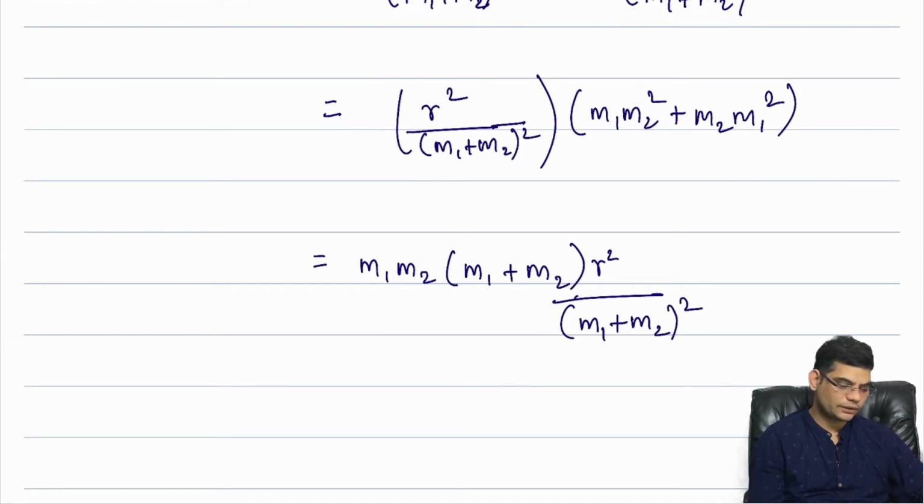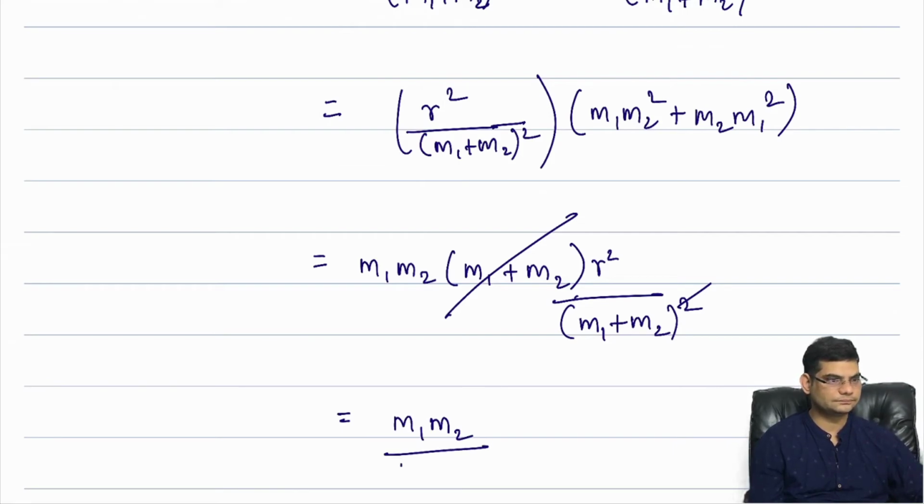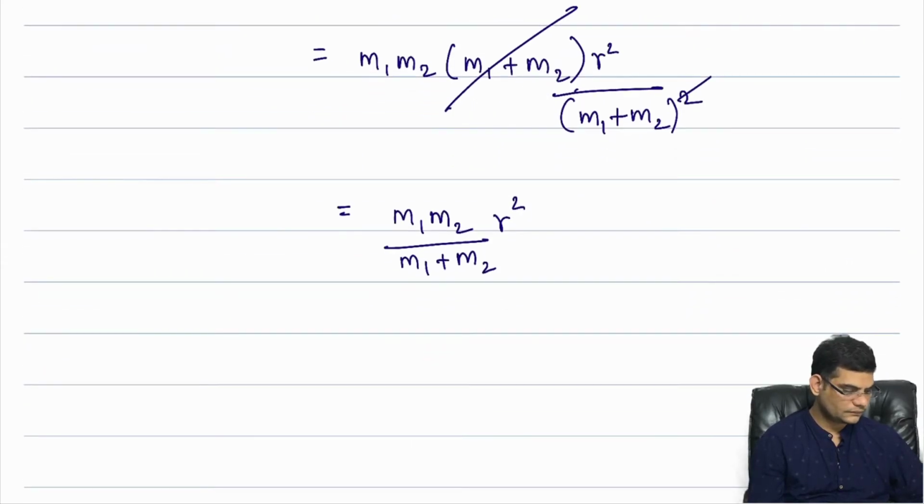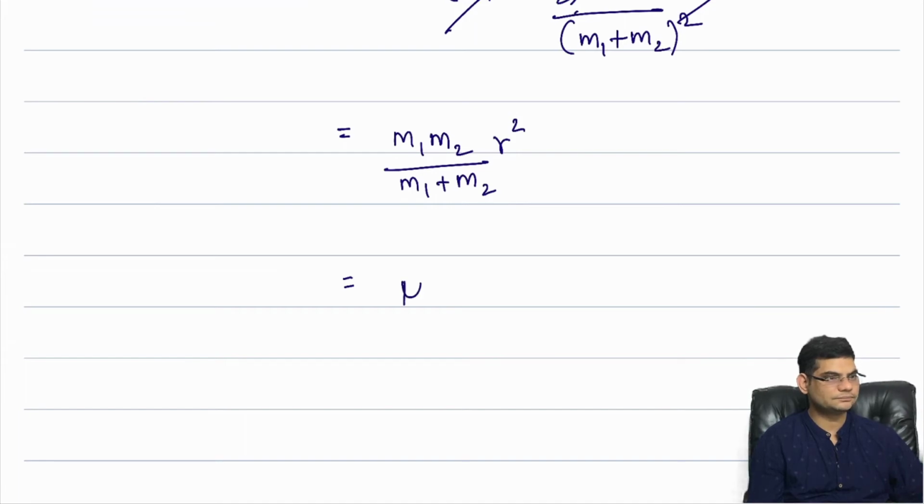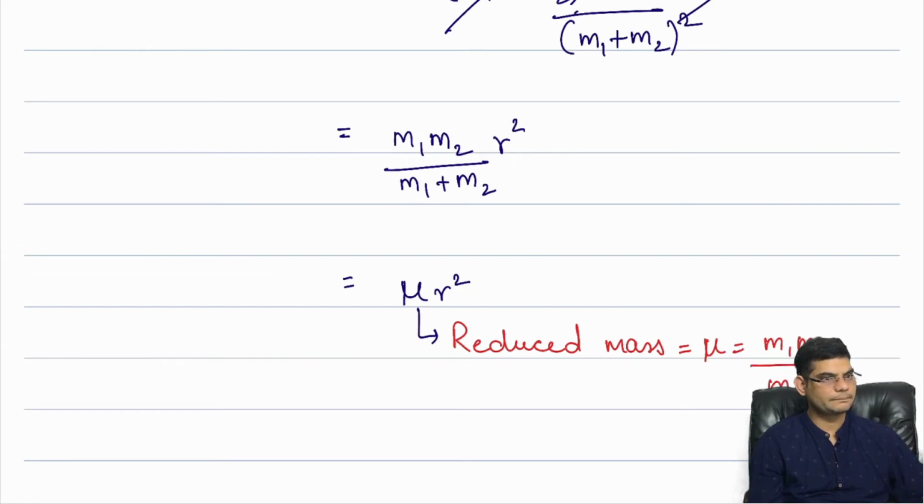Now we cancel out m1 plus m2, then we are left with m1 m2 upon m1 plus m2 into r square, which can be written as nu r square, where nu is known as reduced mass, given by nu equals m1 m2 upon m1 plus m2. So this is the moment of inertia about the y-axis and z-axis passing through the center of mass of the two particles.